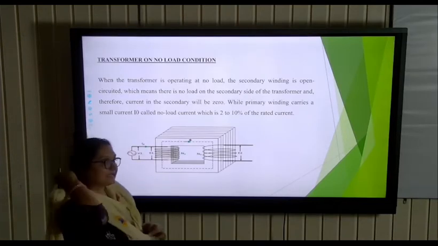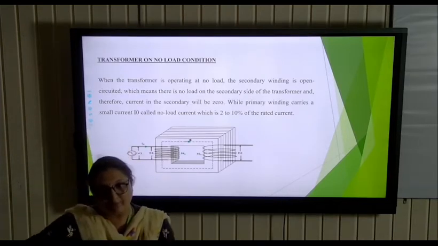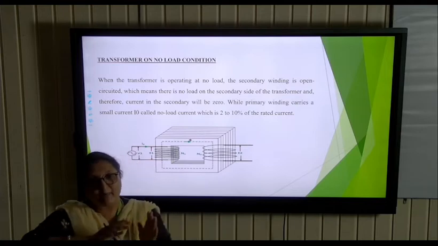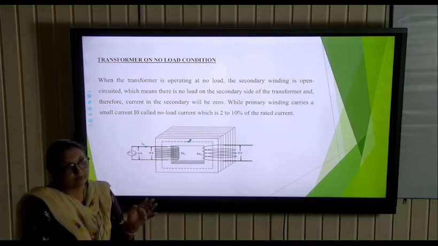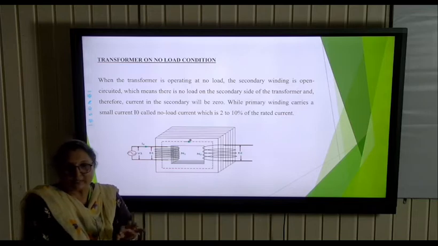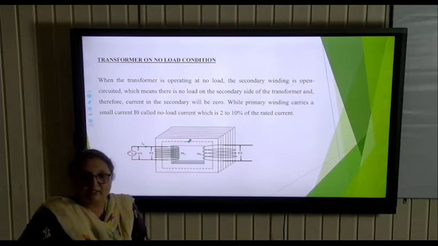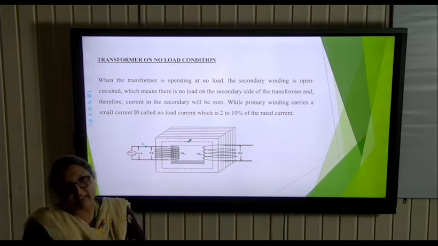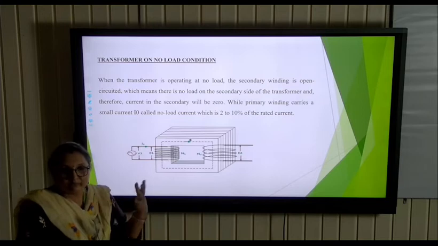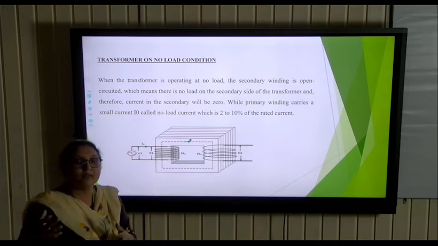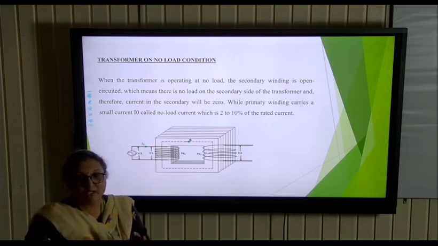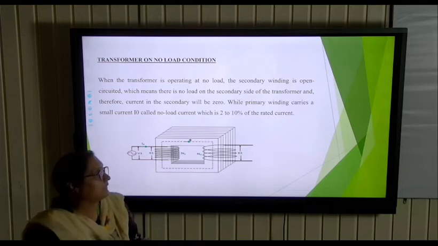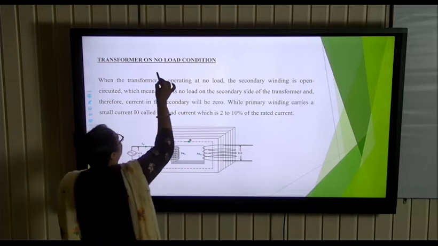Now let us discuss the phasor diagram of a transformer. There are basically two separate conditions. We will first consider the transformer on no load, and then slowly we will move to the practical transformer. By loading the transformer, we will consider how the transformer works when it is loaded on the secondary side. So we will consider two conditions, the first being when the transformer is on no load.